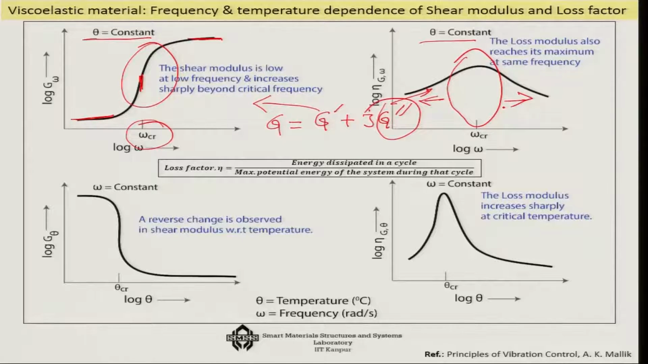Now, if you change the temperature, you would see a very similar picture, in the sense that an increase of temperature is equivalent to a decrease of omega. So, as omega decreases and the temperature increases, you will get a similar picture. That means at low temperature you would see a high shear modulus, but as the temperature increases the shear modulus becomes quite low, which means the stiffness is changing.